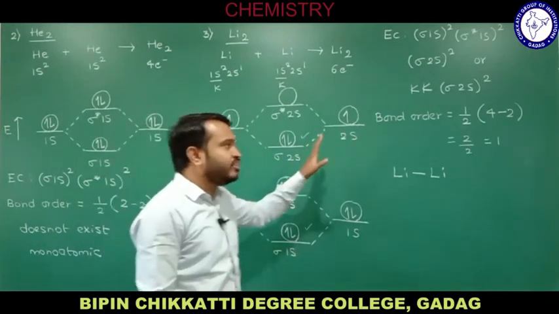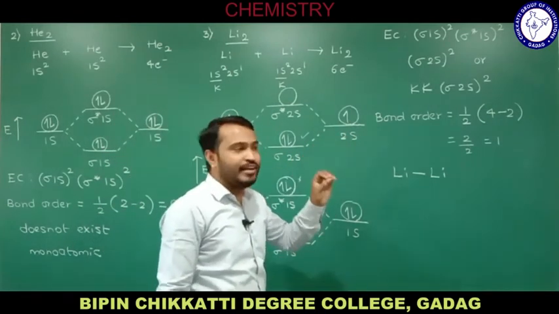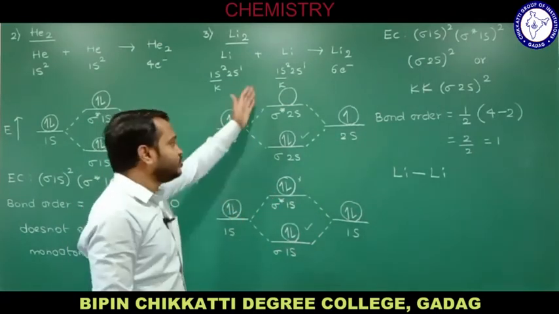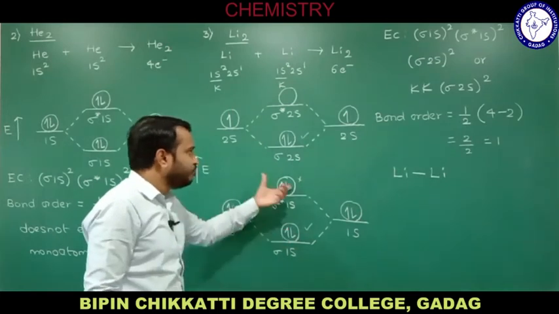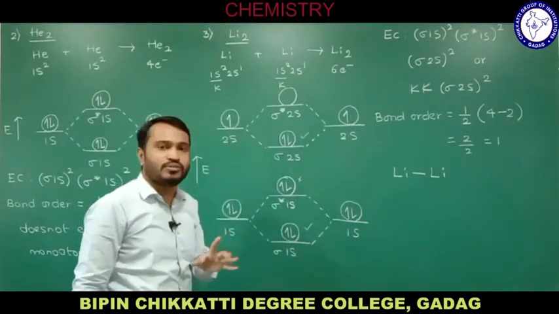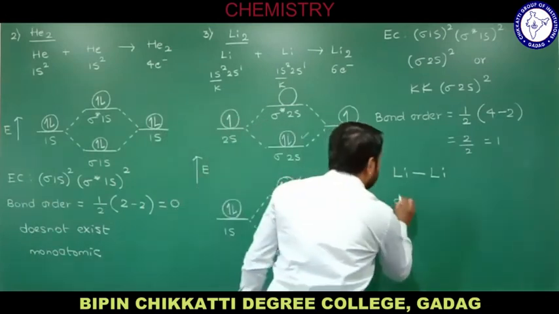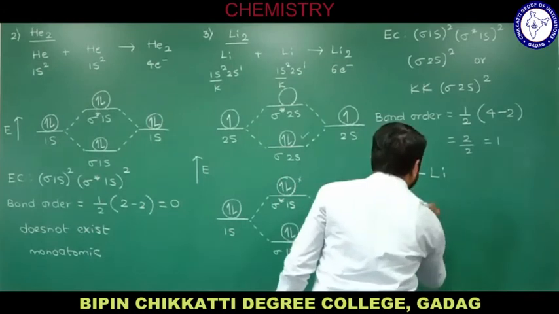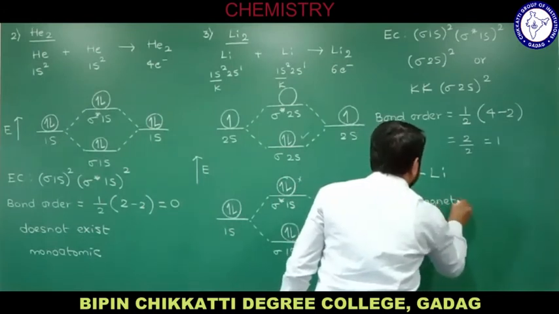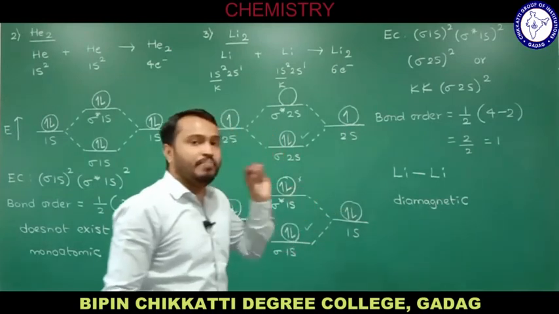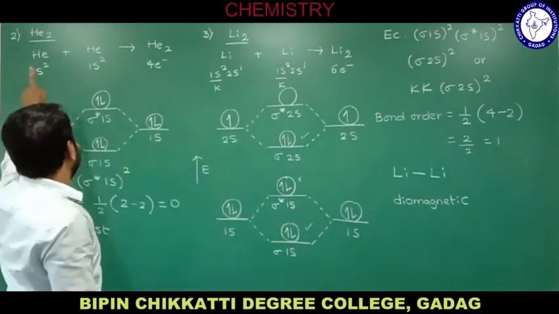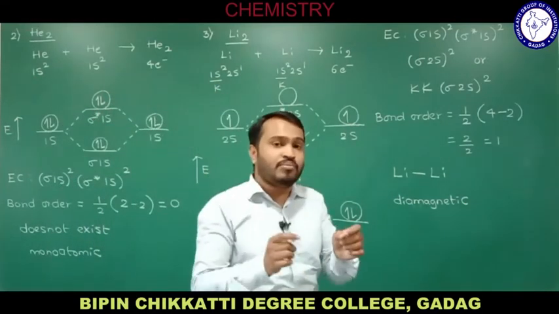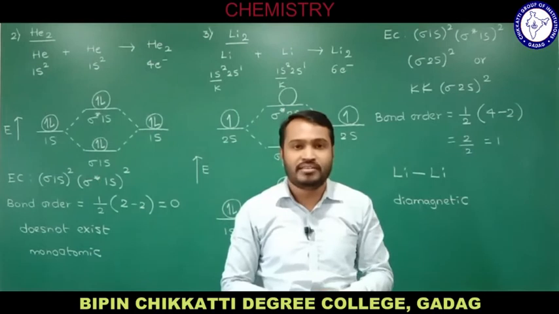Now we'll identify whether this molecule is paramagnetic or diamagnetic. As I mentioned, you need to observe the unpaired electrons in the molecular orbitals. They are completely filled, completely filled, completely filled. There is no presence of unpaired electrons. Because of this reason I can say this compound is diamagnetic in nature, since there are no unpaired electrons. So this is how I consider the helium molecule as well as the lithium molecule. That is about how we can explain the molecular orbital theory.